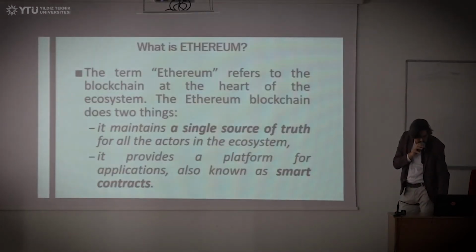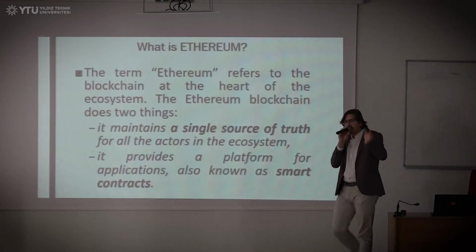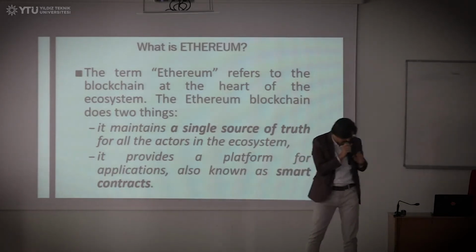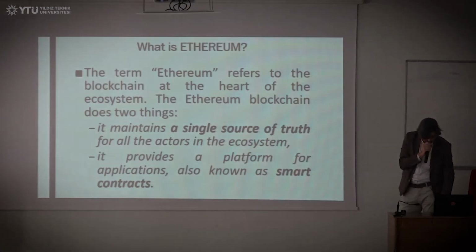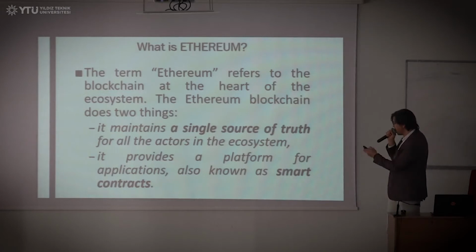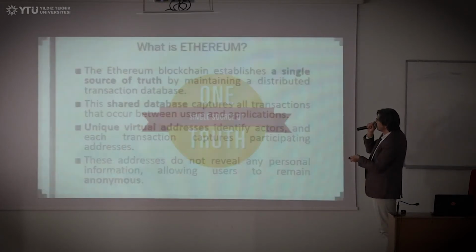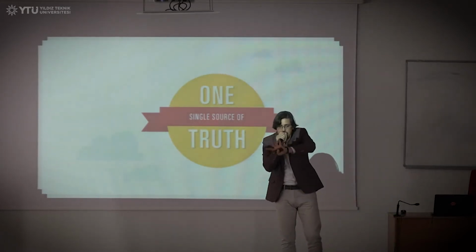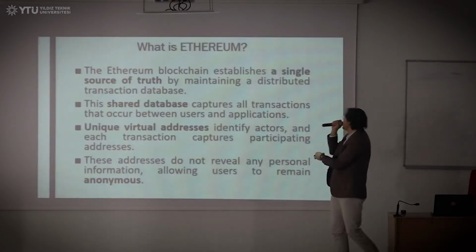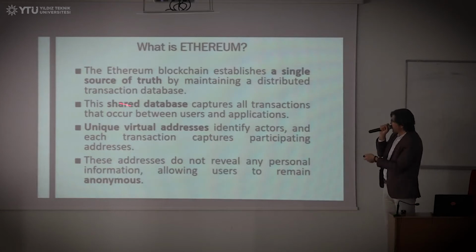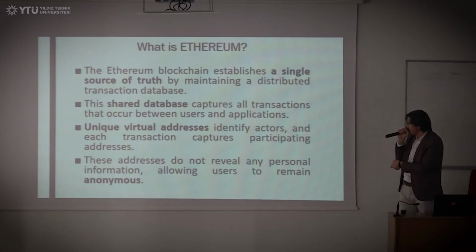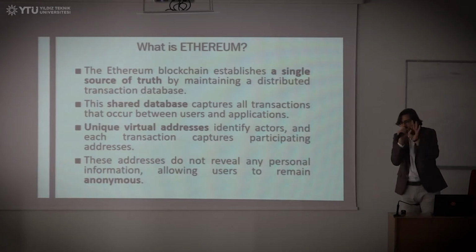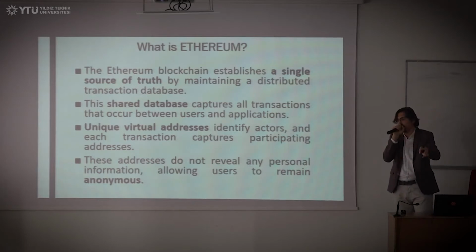So, we have the Bitcoin blockchain and the Ethereum blockchain, but they are somehow different, somehow similar. First of all, they are similar because they are a single source of truth. Every record is recorded on the blockchain, everyone can see it, and it is the same for everyone, okay? We have a shared database, unique virtual addresses, anonymous users. These are the same for everyone. So this is the similar part to the Bitcoin blockchain.